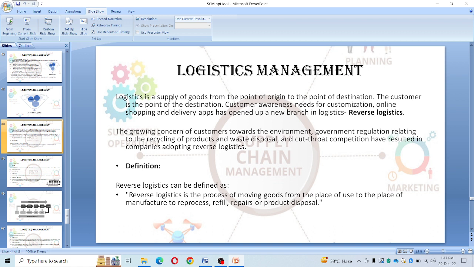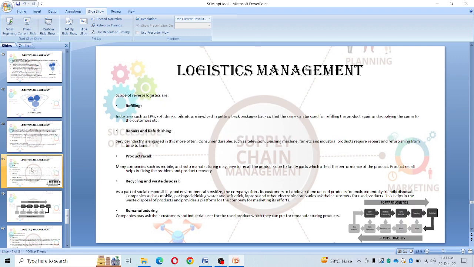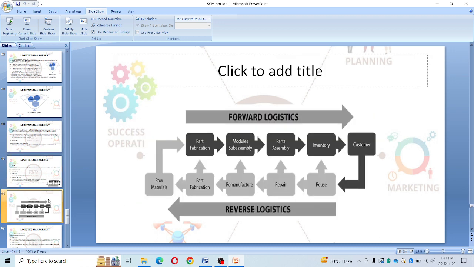Okay, so logistics is a supply of goods from point of origin to point of destination. The customer is the point of destination. Customer awareness needs customization. Online shopping, delivery apps are opened. The new branch is reverse logistics. Reverse logistics is the process of moving goods from place of use to place of manufacture to reprocess, refill, repair and product disposal. Then scope: refilling, repairs and refurbishing, product recall, recycling, waste disposal, remanufacturing. This is the diagram where we have seen the relevance of forward logistics and reverse logistics.